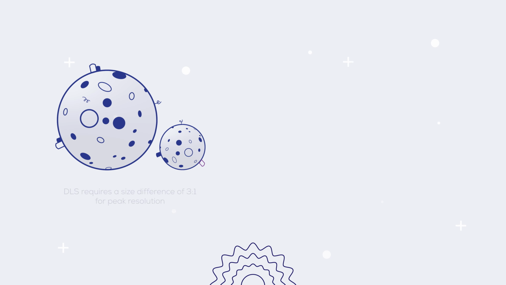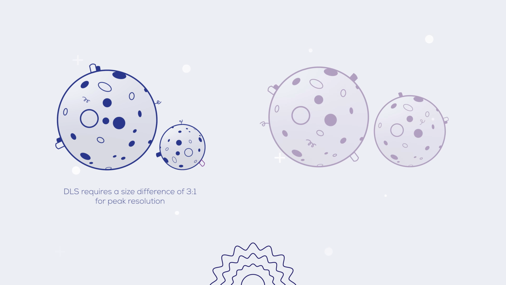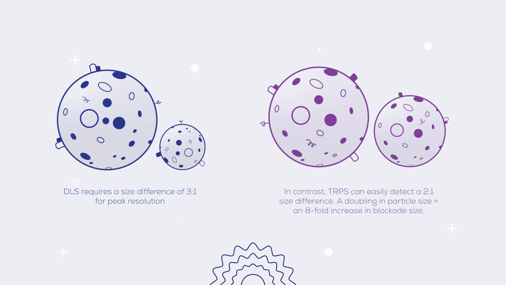With DLS, a size difference of approximately 3:1 is required to show peak resolution. In other words, if the size of one particle is twice that of another, DLS wouldn't be able to detect a difference. In stark contrast, TRPS offers significantly greater sensitivity. With TRPS, if the diameter of the particle doubles, it results in an 8-fold increase in resistive pulse magnitude. This makes TRPS a far more refined tool for detecting variations in particle size.